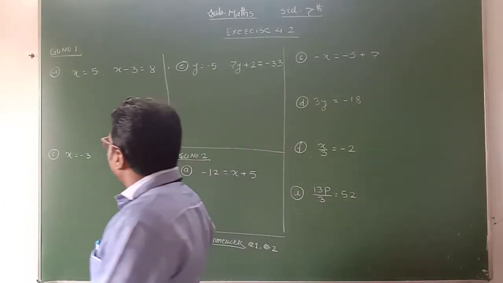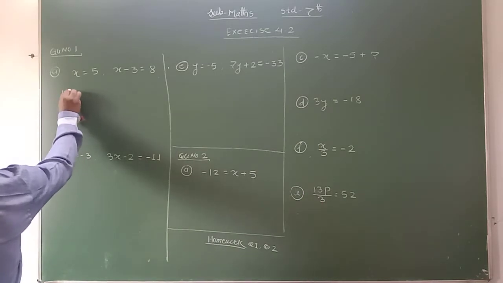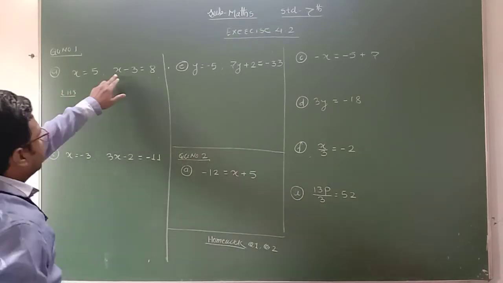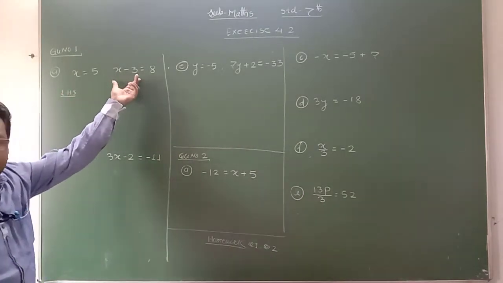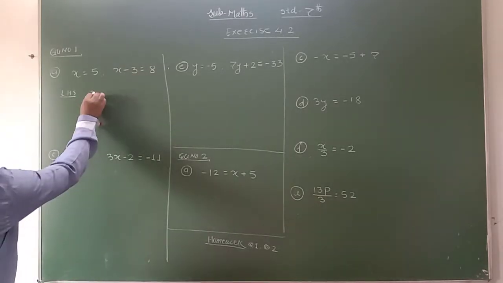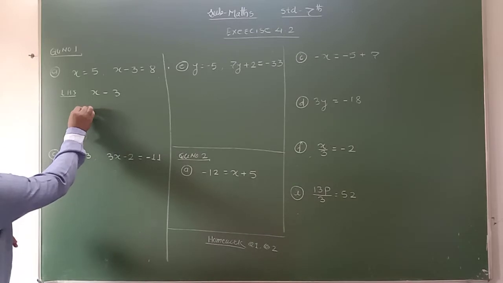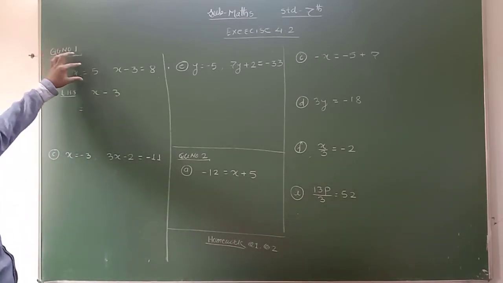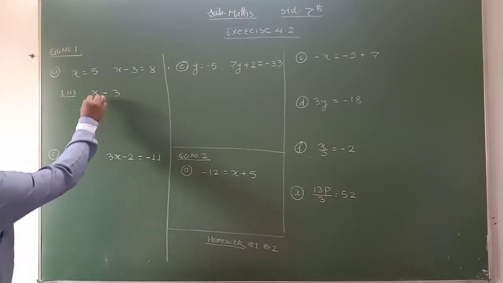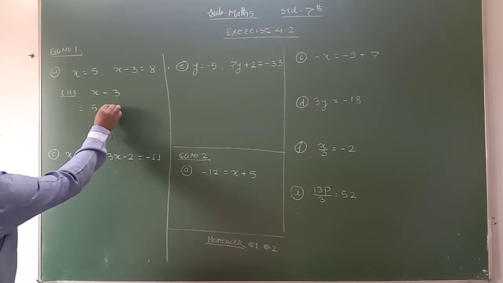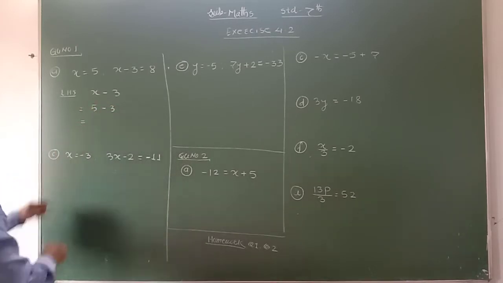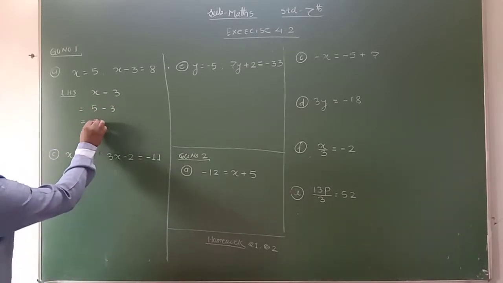For that, what we have to do is take the left hand side of the given equation. What is the left hand side of the equation? x minus 3. In that we have to put the value of the given variable, x is equal to 5. Therefore 5 minus 3. Here we get the answer 2.